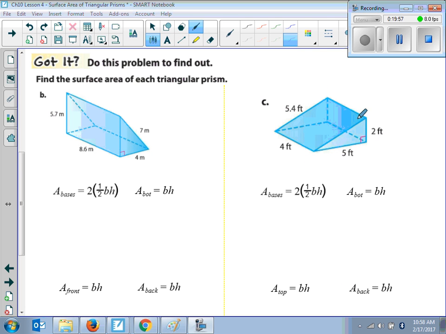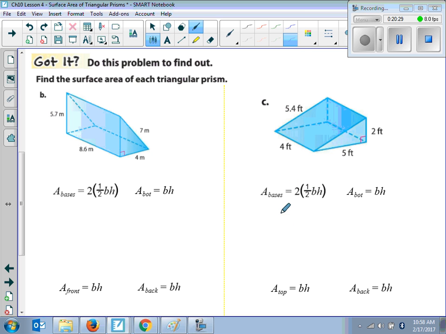So here we have another triangular prism. Okay, we have 2 congruent parallel bases. So here, this triangle is one of the bases, and then we've got another triangle at the back there. So the bases, the formula for the area of the triangle is 1/2 base times height. And again, we're multiplying by 2 because we have 2 of them.